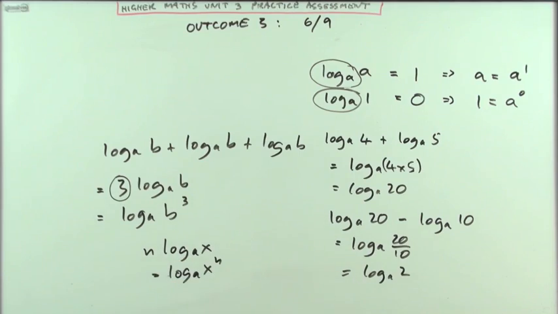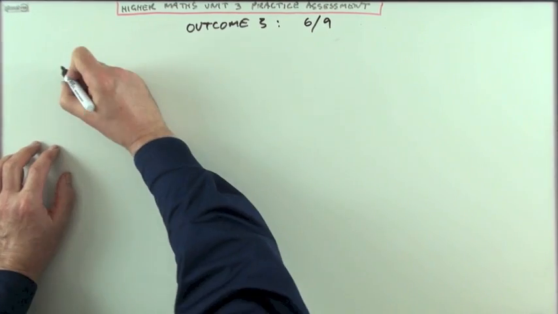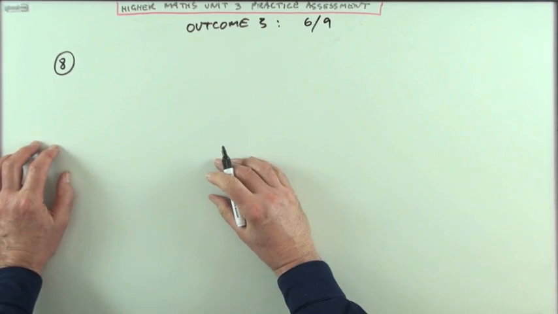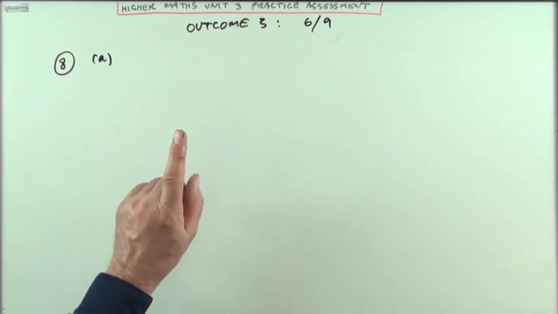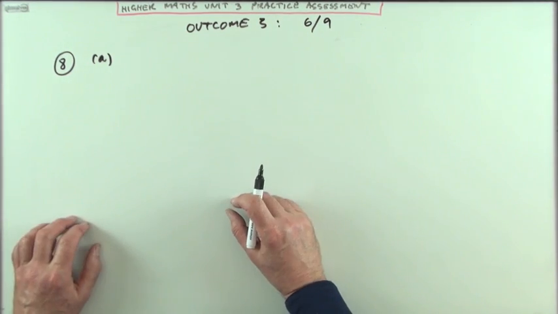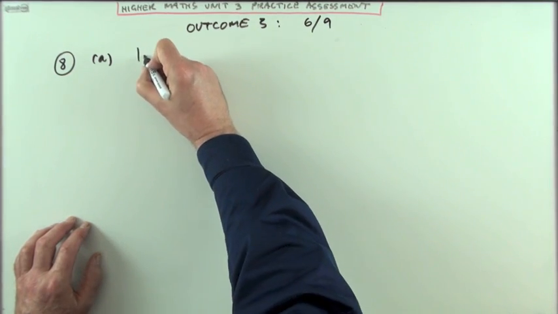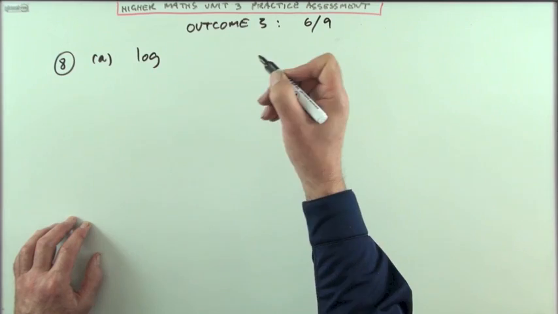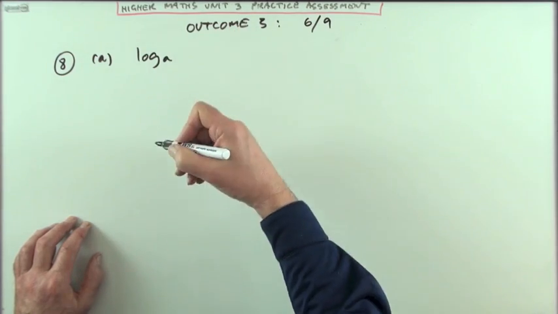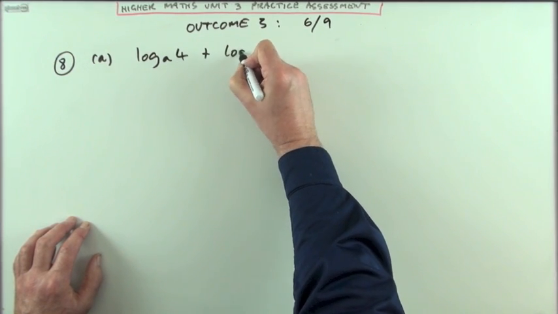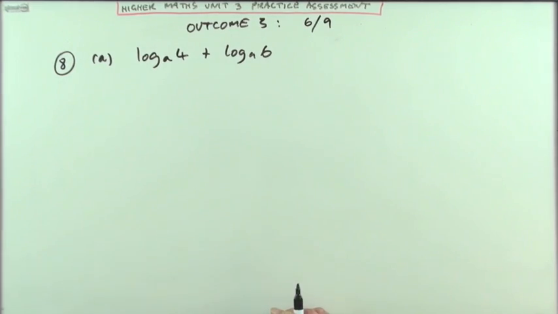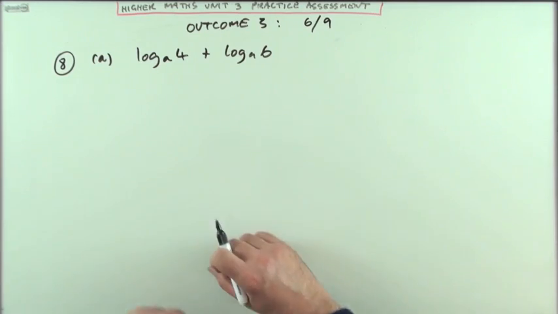So, what are the questions here? Well, question 8, the first of the ones in outcome 3, is in 2 parts. First part's worth just 1 mark, and the second part is worth 4 marks. The first part will simply be to either add or subtract 2 logs with some general base just called a. So it may well be something like log a 4 plus log a 6. Or it might be log a 4 minus, in which case the second question will have the plus.